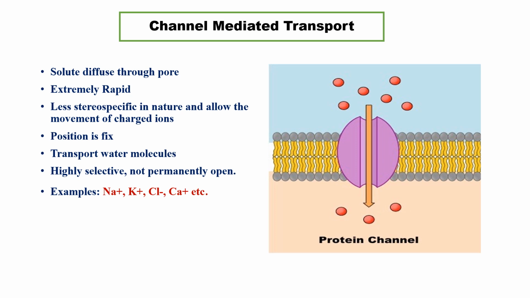The next one is channel mediated transport. This process is extremely rapid, and the solute or molecule diffuses through the pore. See, this is a pore, and molecules or solutes diffuse through this pore. Channel mediated transport is less stereospecific in nature and allows the movement of charged ions. It also allows the movement of water molecules. It is highly selective and not permanently open. Examples are sodium, potassium, calcium, chlorine, etc.